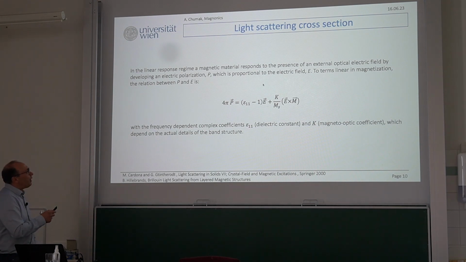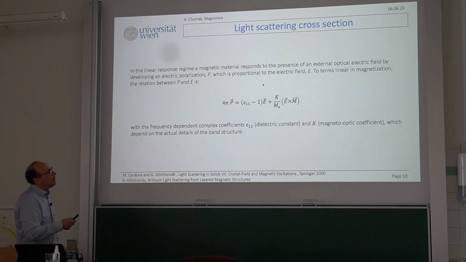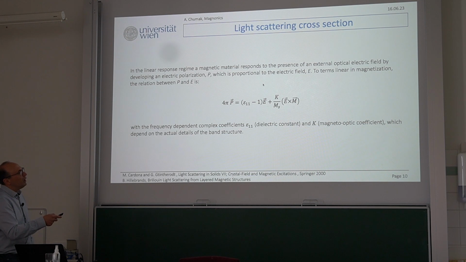But principally, for us, it's important that we are speaking now about the electric field of the photon. So it's a field of high frequency, like 100 terahertz. And when this light is reflected from magnetic material, which has some magnetization M, some electric polarization P will be developed. So what's staying in this case, epsilon is just the dielectric constant, E is the electric field, and K is a magneto-optical coefficient. MS is clear, it's magnetization.